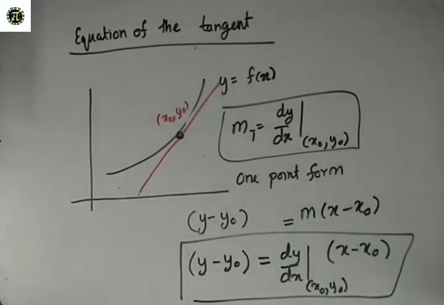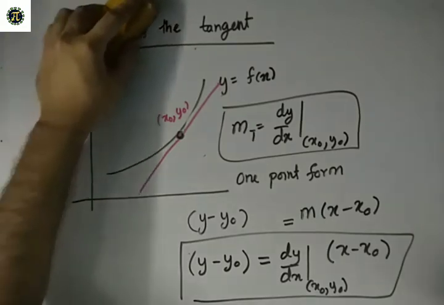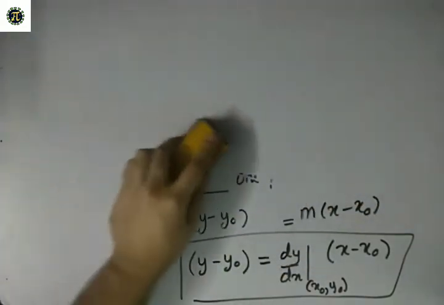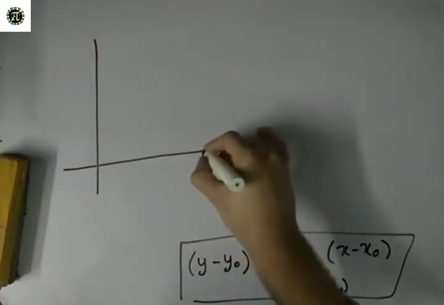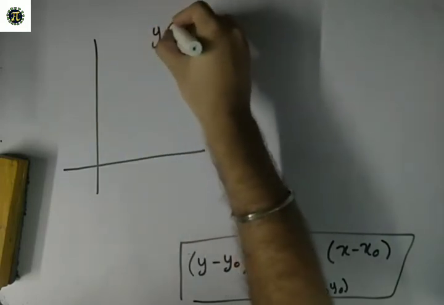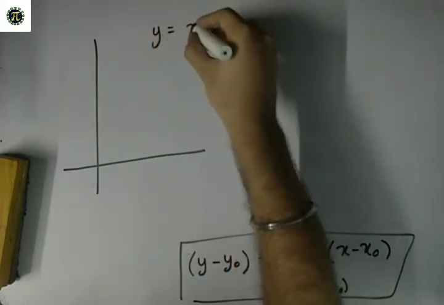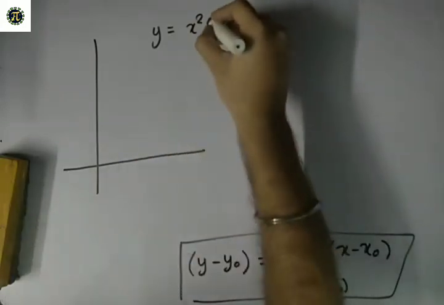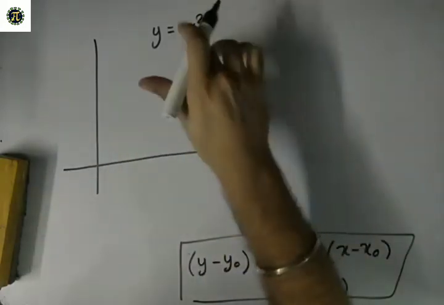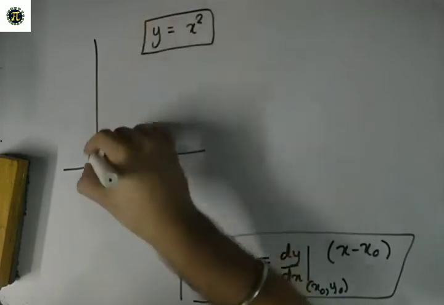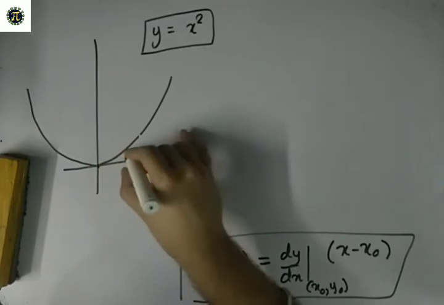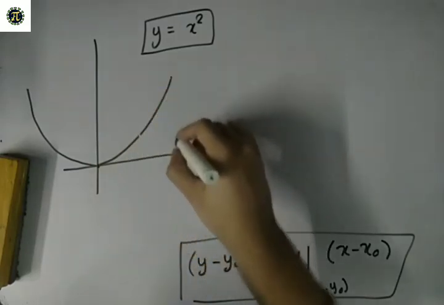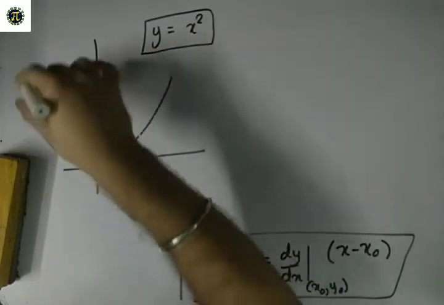Let's do an example, and let's see how to find this equation in a particular example. Let's assume a very simple curve. Let's say y is equal to x square. It's a very simple curve, and we might have an idea that it looks like this, right? Y is equal to x square goes like this: at 0 it is 0, at 1 it is 1, at 2 it is 4, at 3 it is 9, at minus 1 it is also 1, at minus 2 it is 4.